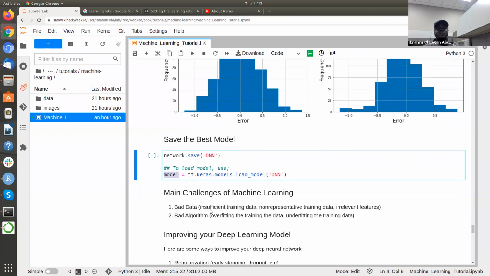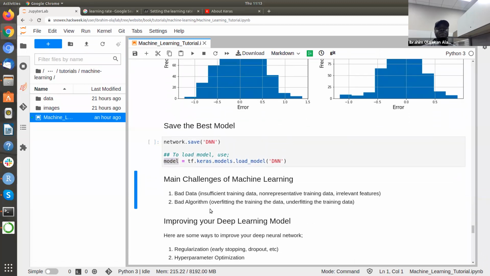So there are some challenges in machine learning. Basically, it is categorized into two: we have bad data and bad algorithm. By bad data, we mean you could have insufficient training data sets. As an example, in this case, we only have 3,000 training observations. If we had more observations, it is expected that the deep neural network is going to learn better with more observations. And then non-representative training data sets.